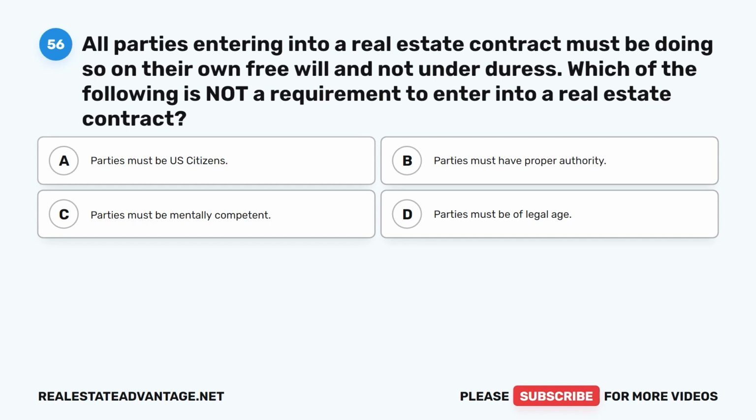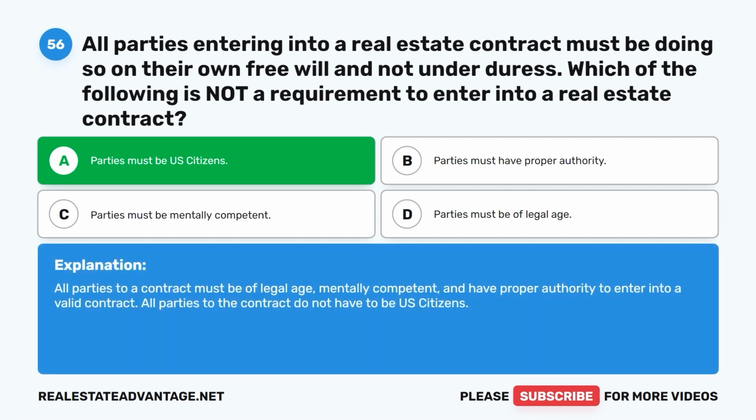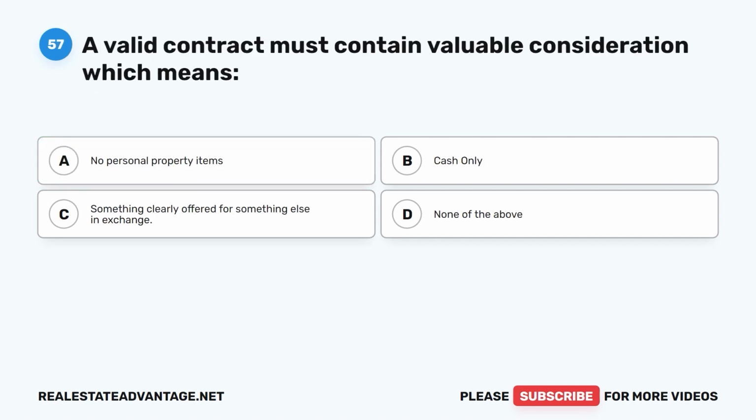Which of the following is not a requirement to enter into a real estate contract? A. Parties must be U.S. citizens. B. Parties must have proper authority. C. Parties must be mentally competent. D. Parties must be of legal age. The correct answer is A. Parties must be U.S. citizens. All parties to a contract must be of legal age, mentally competent, and have proper authority to enter into a valid contract. All parties to the contract do not have to be U.S. citizens.